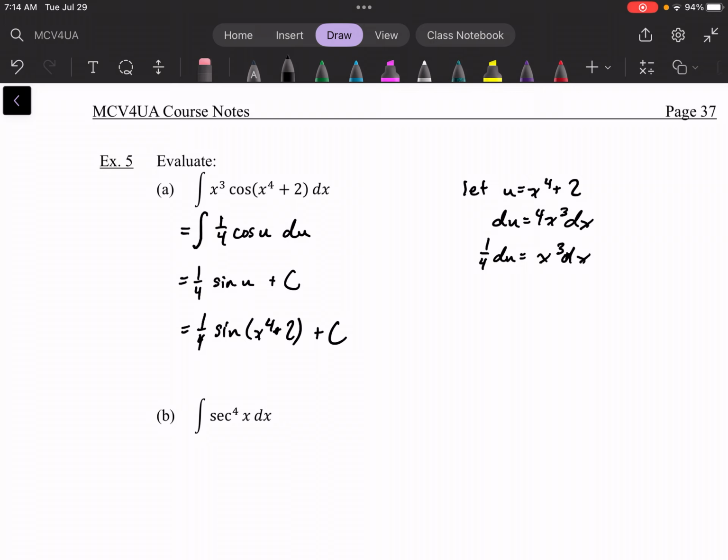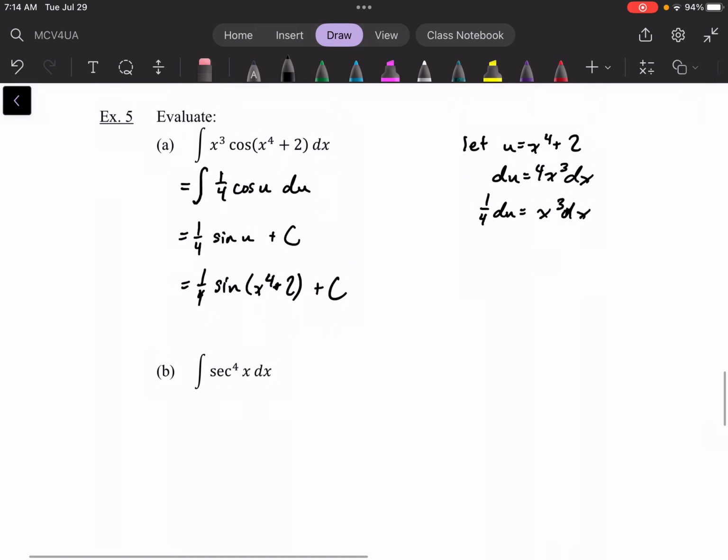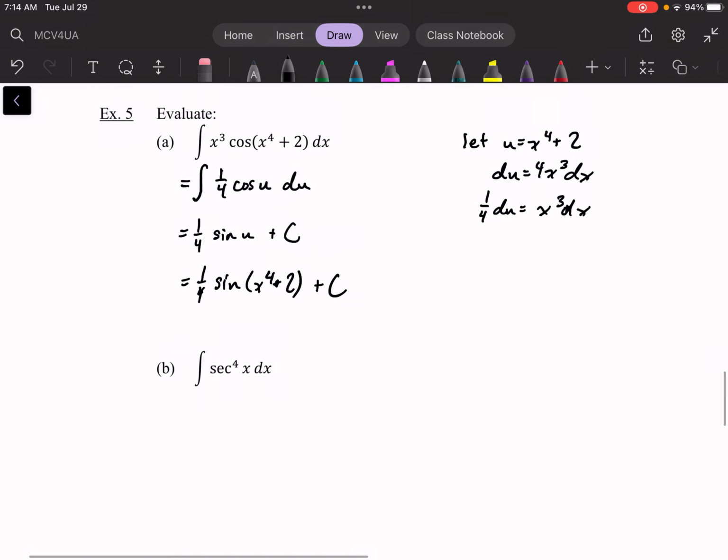And there you go. There's your antiderivative. Again, these antiderivatives are just helpful to find out the values for the integrals. Okay, this next one's a little bit more complex.